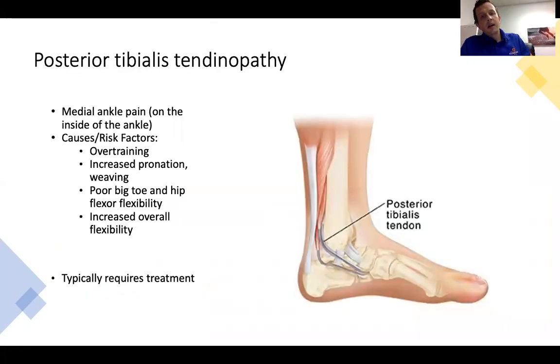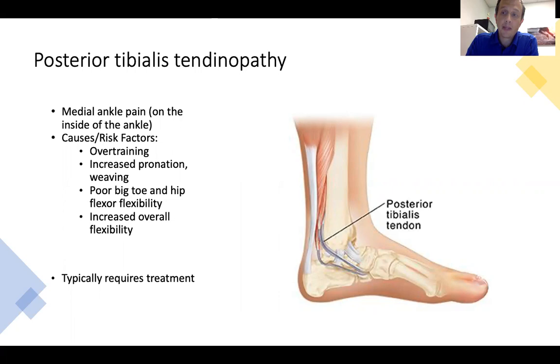Posterior tib tendinopathy is pain along the inside of the ankle, right behind the ankle bone, typically. Sometimes it can run up into the backside of the shin. This is a pretty common injury, typically due to overpronation or being bow-legged, which can cause more pronation.